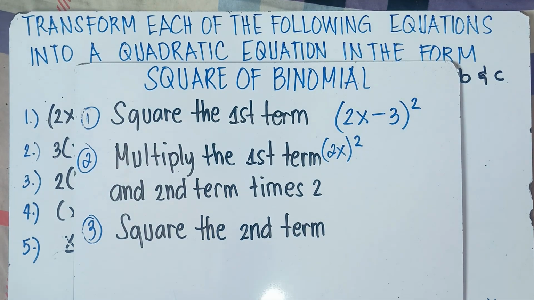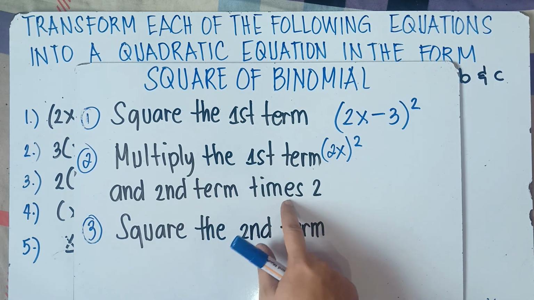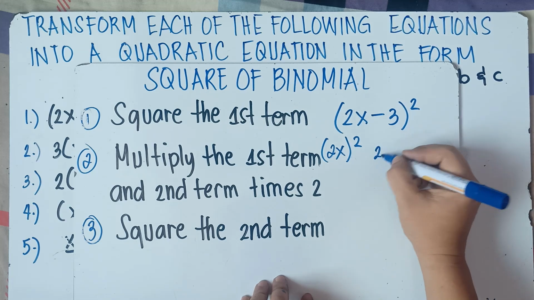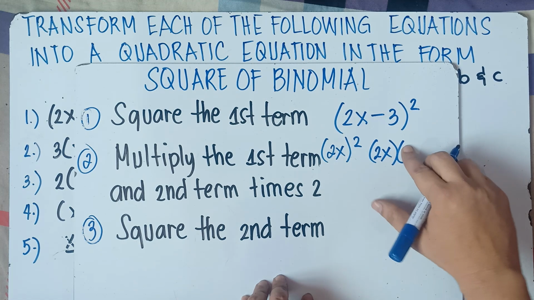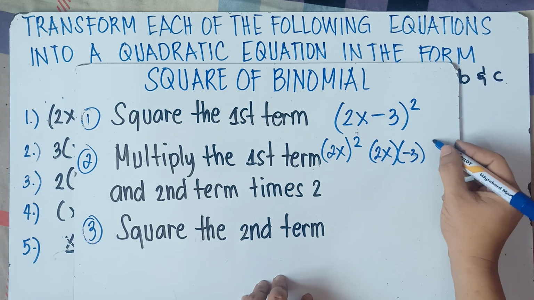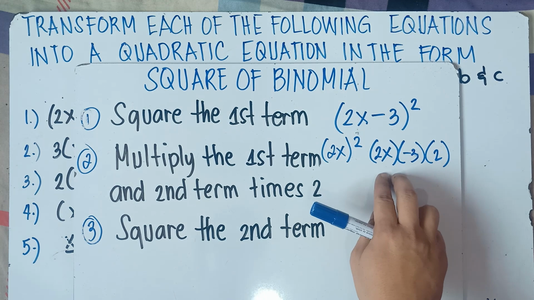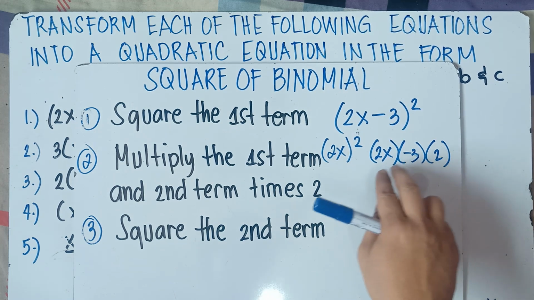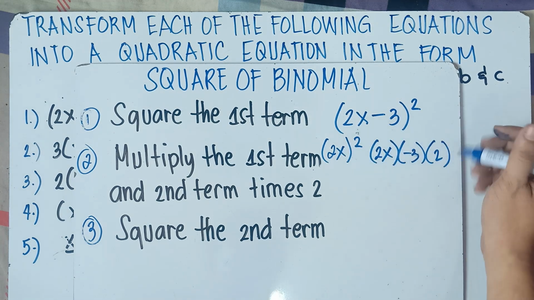Alright, so 2x then squared. The next procedure, multiply the first term and second term times 2. So multiply the first term and second term, 2x times negative 3, times 2. Then last procedure, you square the second term.